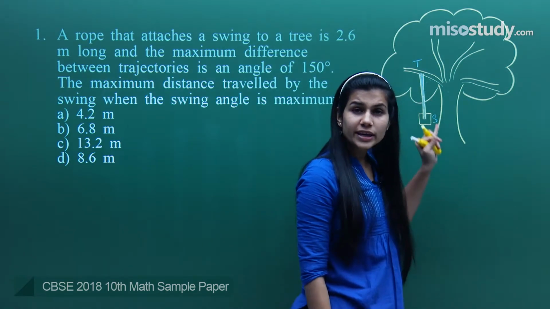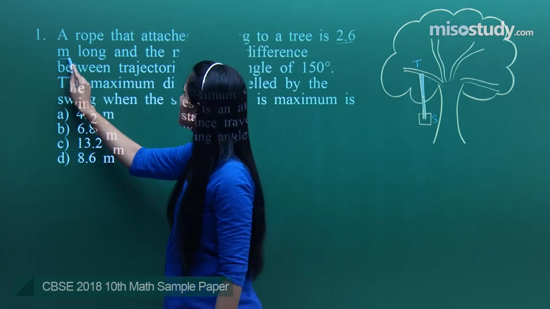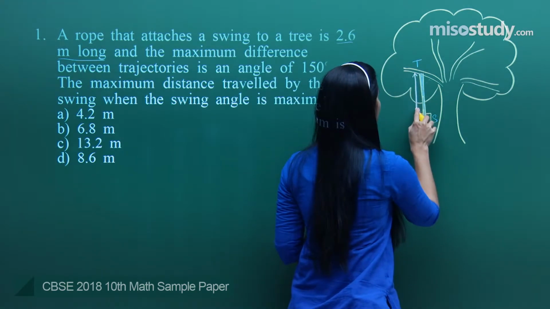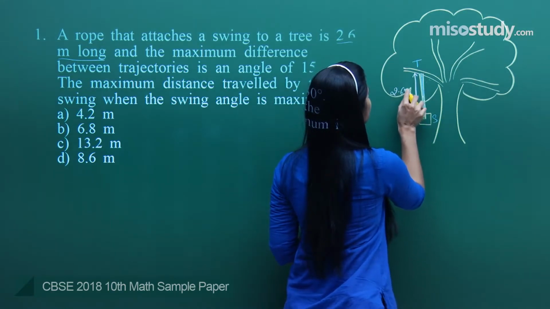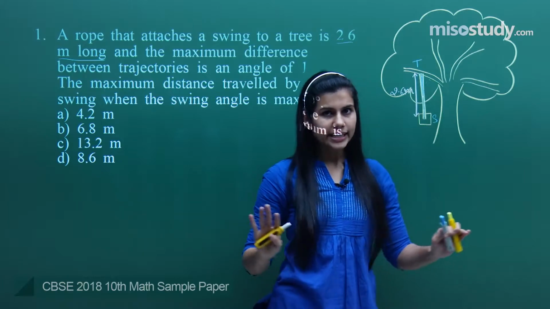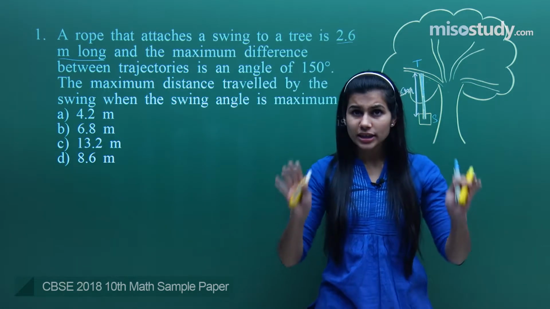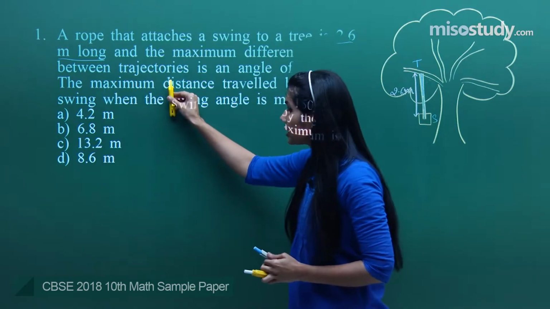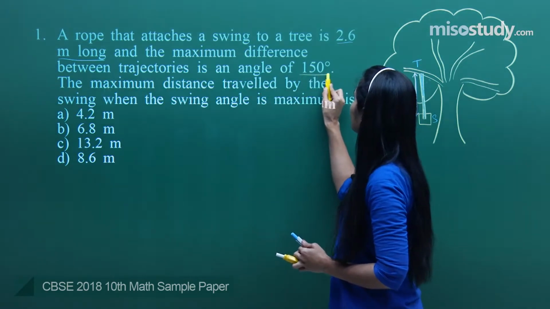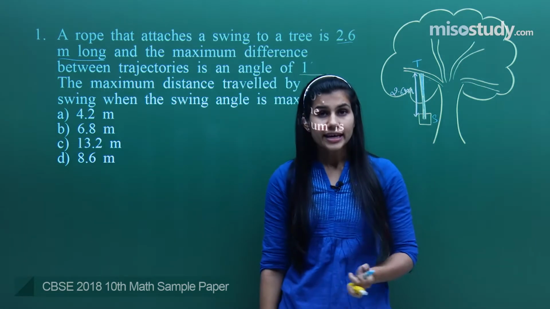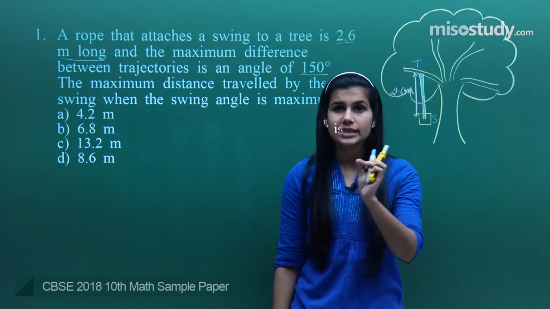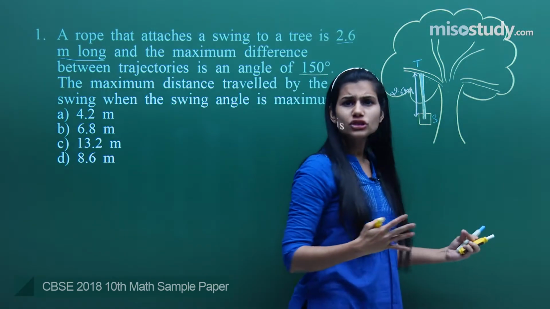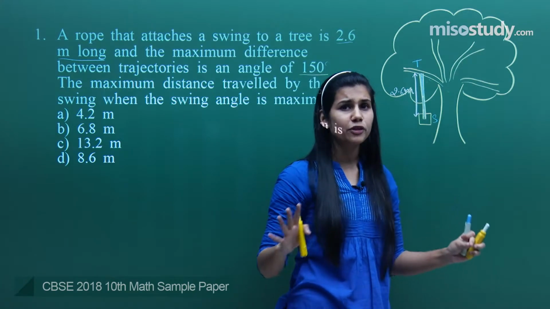This rope which is attaching the swing to the tree is 2.6 meters long. That means the length of this rope is 2.6 meters. Isn't it easy till here? So we are just trying to interpret the question in our imagination. Next it says, and the maximum difference between trajectories is an angle of 150 degrees. Now what does this mean? It is saying the maximum angle between trajectories is 150 degrees. Now what do I do in order to make you understand that part of the question? This imaginary situation in an actual form, let's convert it into a mathematical diagram.